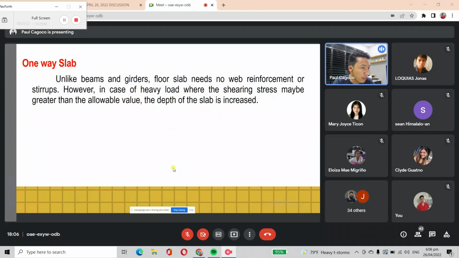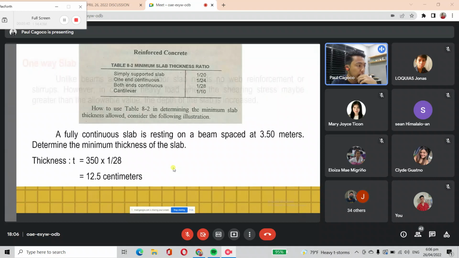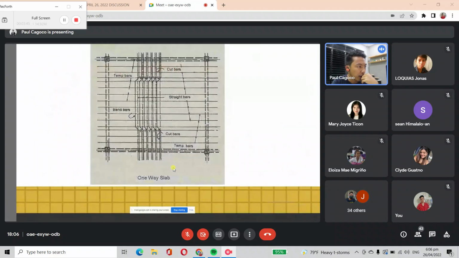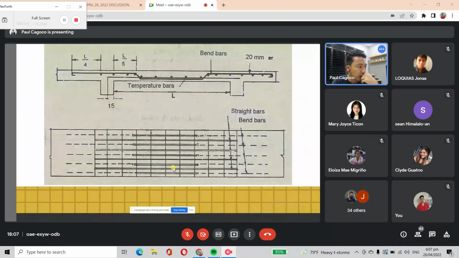Unlike beams and girders, floor slab needs no web reinforcement or stirrups. However, in case of heavy load where the shearing stress may be greater than the allowable value, the depth of the slab is increased. So for example, look for the concept.